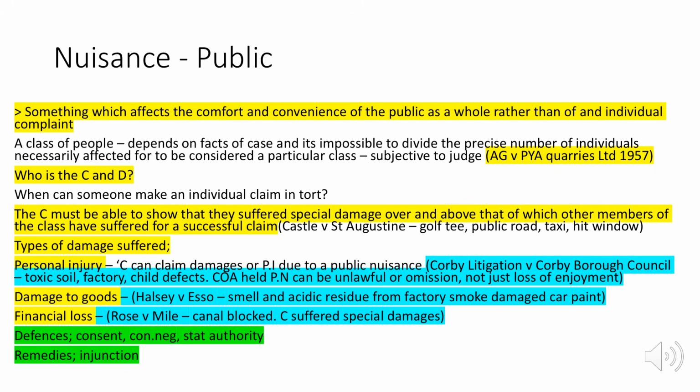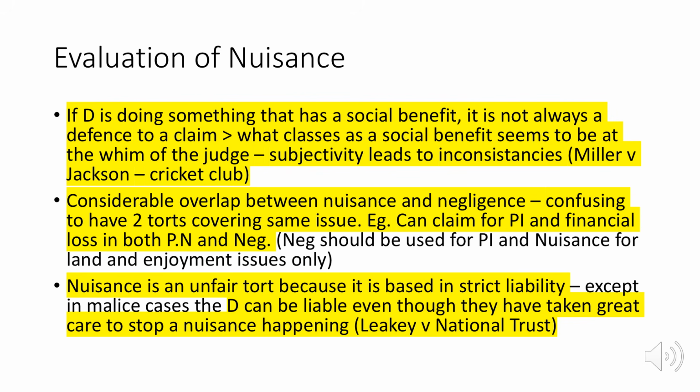Now the types of damage that can be suffered are as follows. Personal injury. So C can claim damages of PI due to a public nuisance. So Corby litigation v Corby Borough Council. Damage to goods, Halsey v SO. And financial loss, Rose v Mole. The defences are consent, contributory negligence, and statutory authority. And the main remedy is injunction.